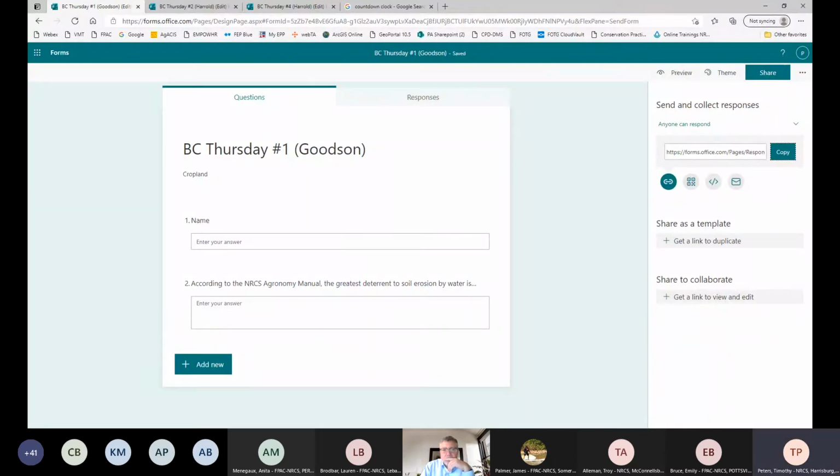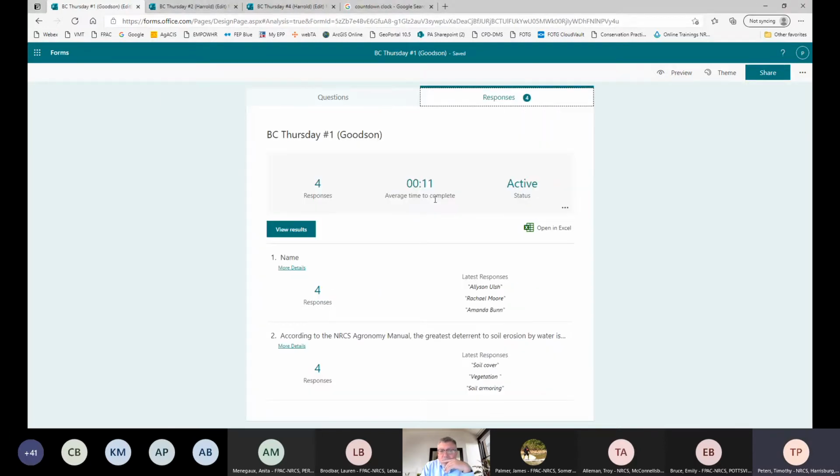Okay, everybody should be able to see that now. And the question is, according to the NRCS Agronomy Manual, the greatest deterrent to soil erosion by water is, sorry, that's a key word there. That's a fill in the blank question. And we're getting some good responses. I'm going to let a couple more people answer before I go into the details there.